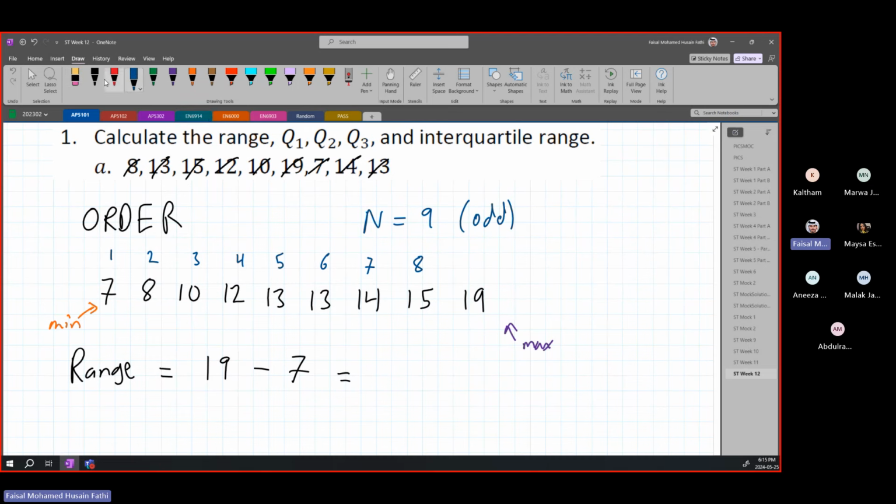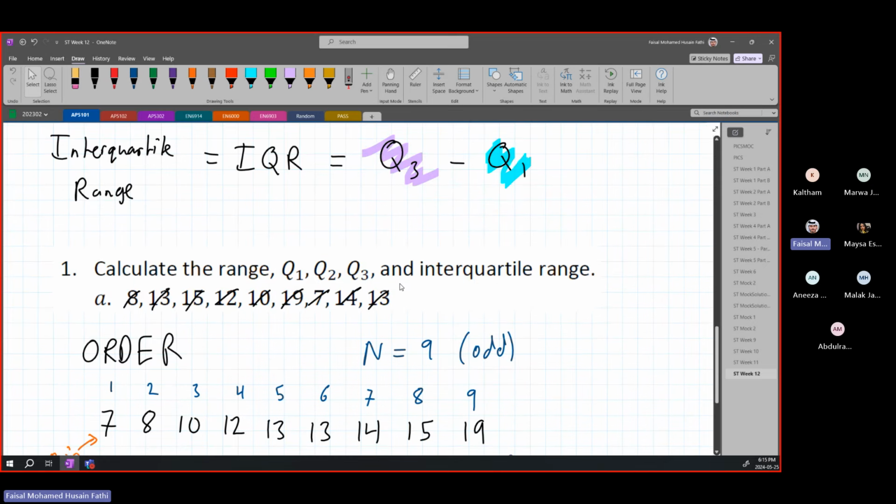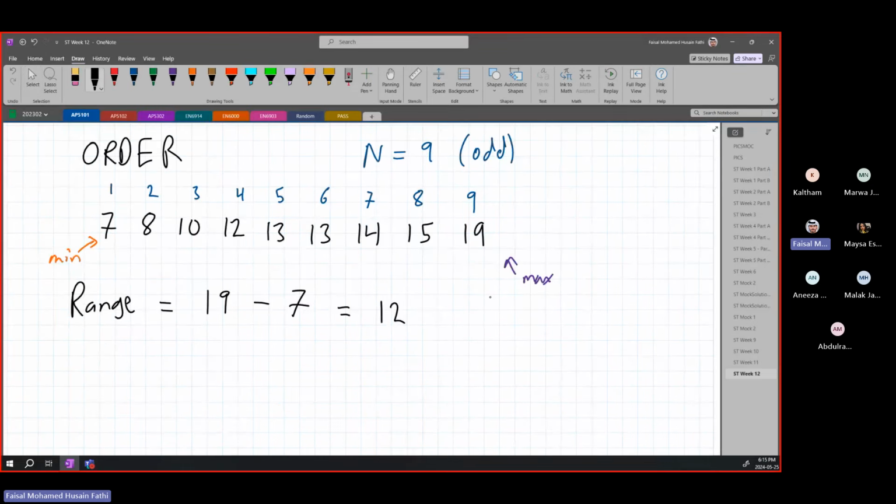Right? And this is our 9th term. All right. So again, maximum minus minimum, 19 minus 7, which is simply 12. Right? All right. So this is our range. The first part of the question, we found it, which is our range. Now let us find Q1.